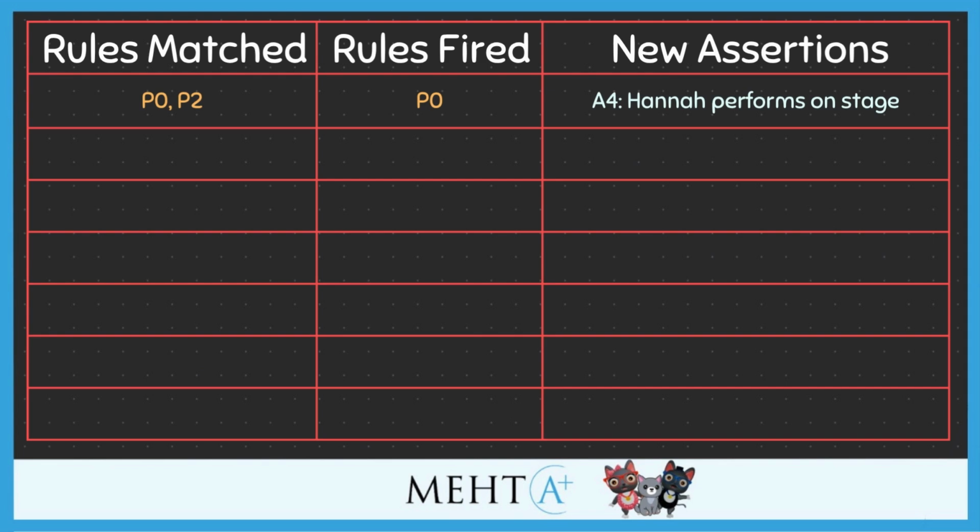Now let's get to the next row of our table. In terms of rule matches, we know that P0 matches. It doesn't matter if any new assertions are created or not. We still need to include it.